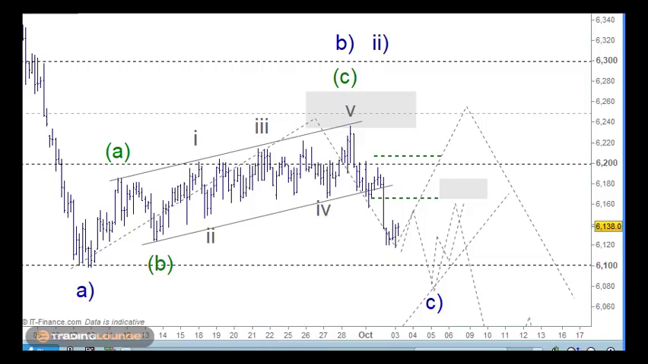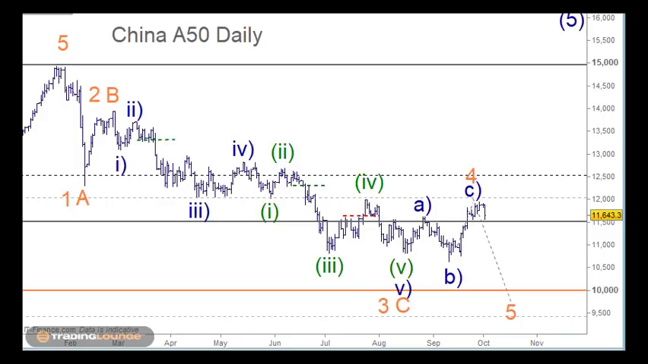Let's have a look at China. So for China here, I've got this count here where we've got, well, wave A, wave B, and we've been tracking it down here for wave C or 3 here. And we can look at this as an A and a B and a C coming back to the wave 4 of 1 lesser degree.